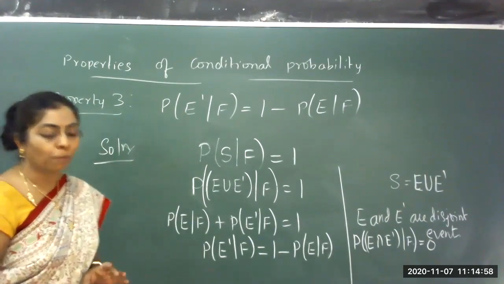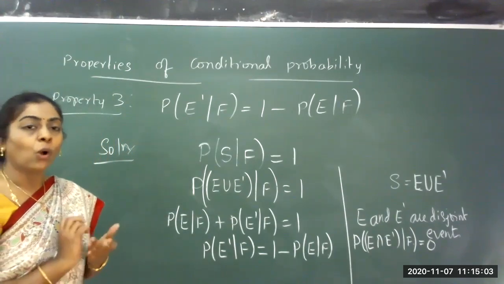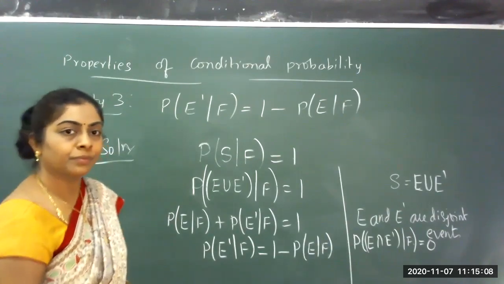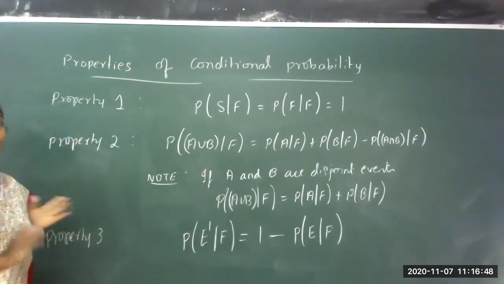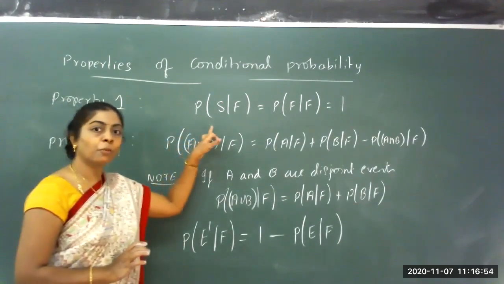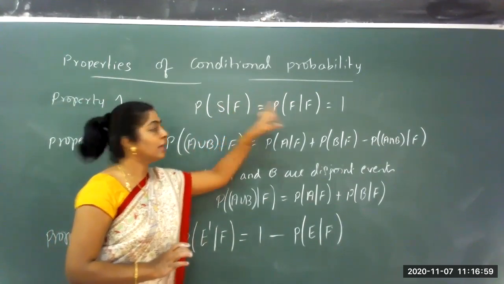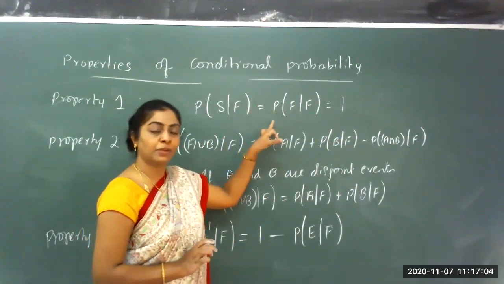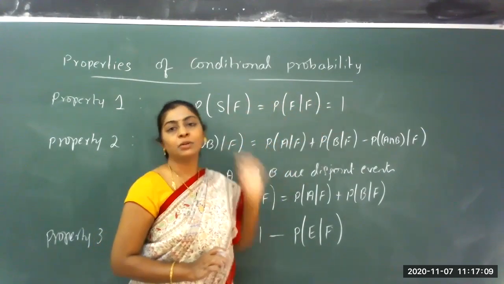So these are the three properties of conditional probability. We learned three different properties and have proved all three. The first one: the conditional probability of the sample space S when event F has occurred is equal to 1. Similarly, the conditional probability of the same event F when event F has occurred is always 1. They are the same, it is nothing but 1.